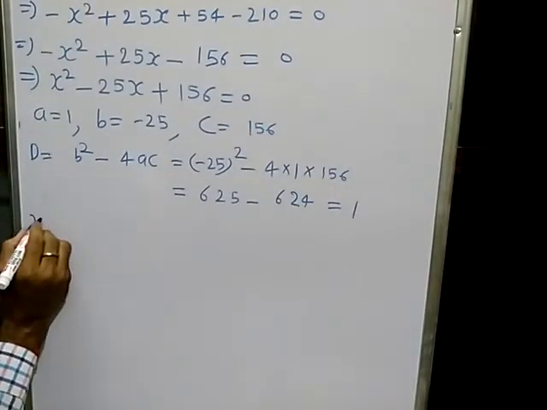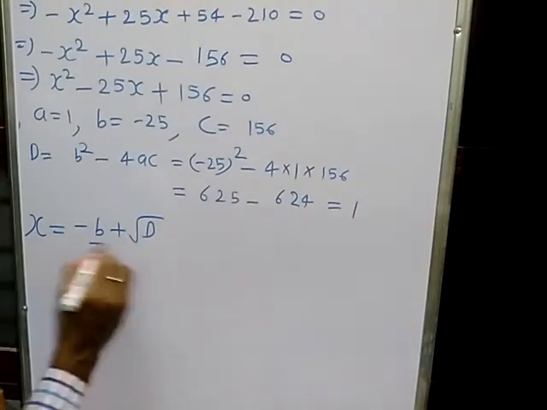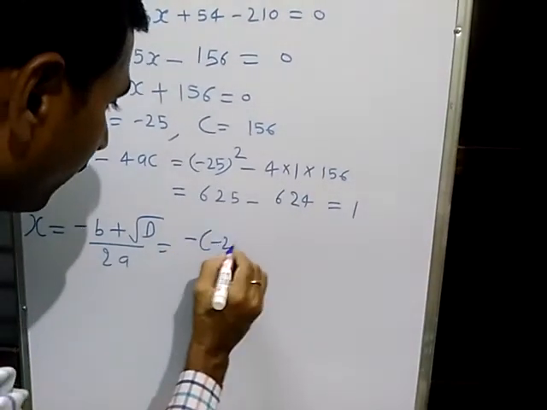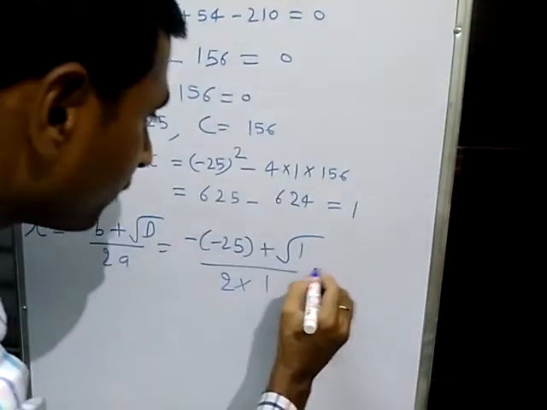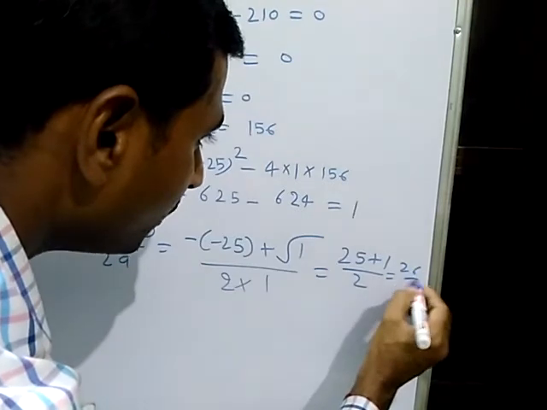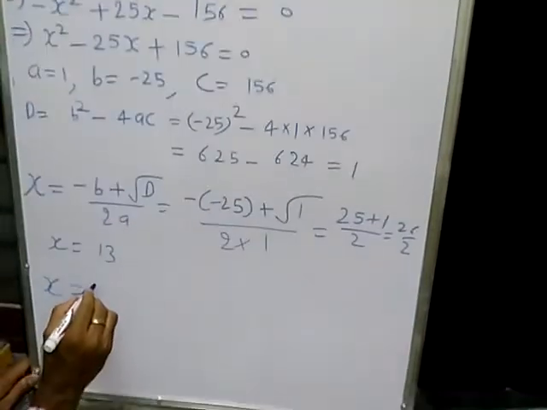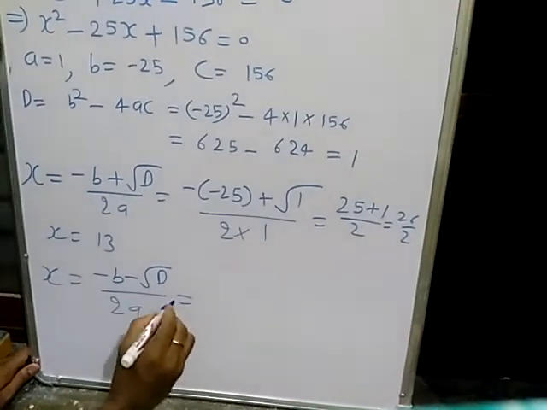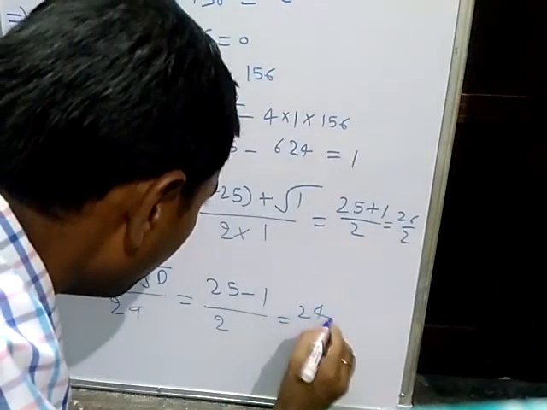Now solve the roots. x is equal to minus b plus root of d upon twice of a. What is b? Minus 25, so minus b is 25, plus root of 1, by twice of a, which is 2. That is 25 plus 1 by 2, 26 by 2. Therefore x is equal to 13. And the second root x is equal to minus b minus root d upon twice of a, that is 25 minus 1 upon 2, 24 by 2, that is 12.